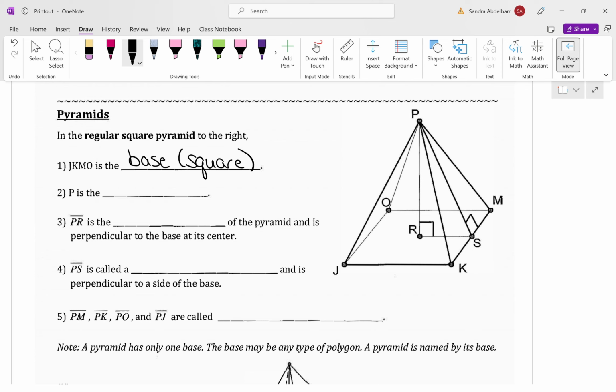Can somebody tell me, what is point P? What do you think we call that? Any guesses? Starts with a V. The vertex. P is the vertex.